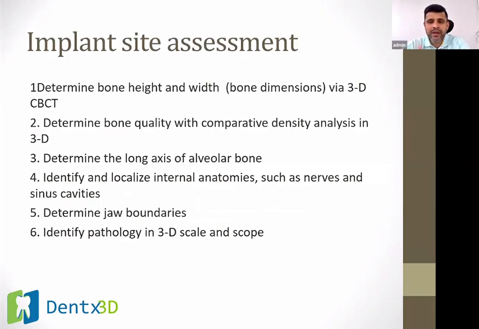Now in CBCT, we never get the accurate bone density. We always get a relative or subjective bone density. Why? Because CBCT bone density is generally measured in Hounsfield units, and that is peculiar to CT scan and not CBCT scan.